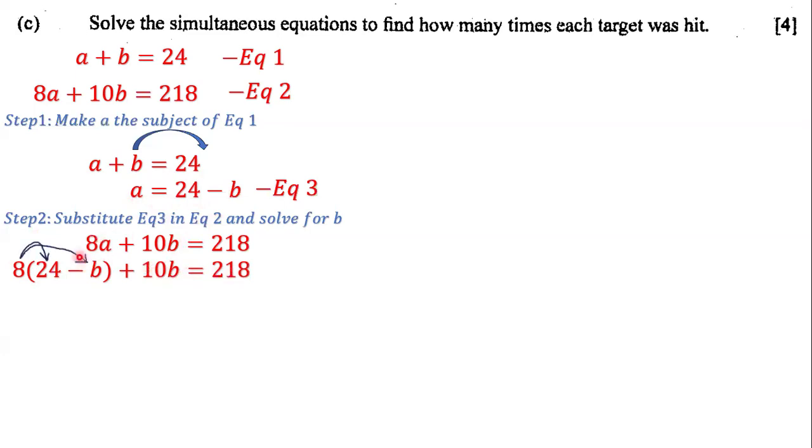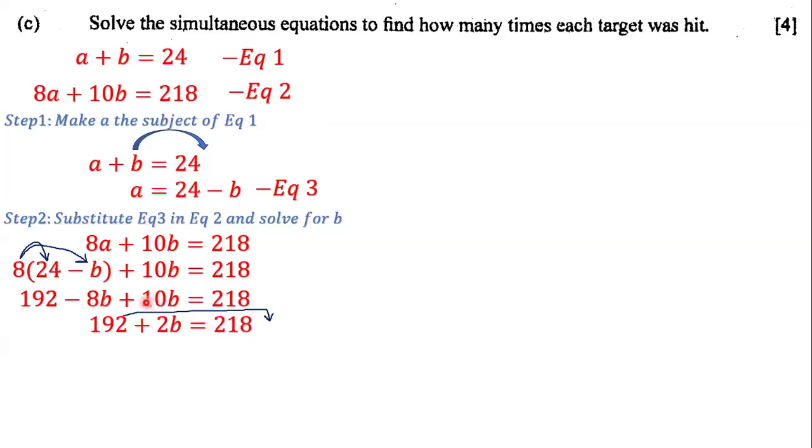Now what we're going to do is distribute. We have 8 times 24 and 8 times B. 8 times 24 is 192, and 8 times B is 8B, and we keep the negative sign. We put plus 10B is equal to 218. Now we have negative 8B plus 10B. So we combine those, and negative 8B plus 10B is equal to 2B. And so now we have 192 plus 2B is equal to 218.